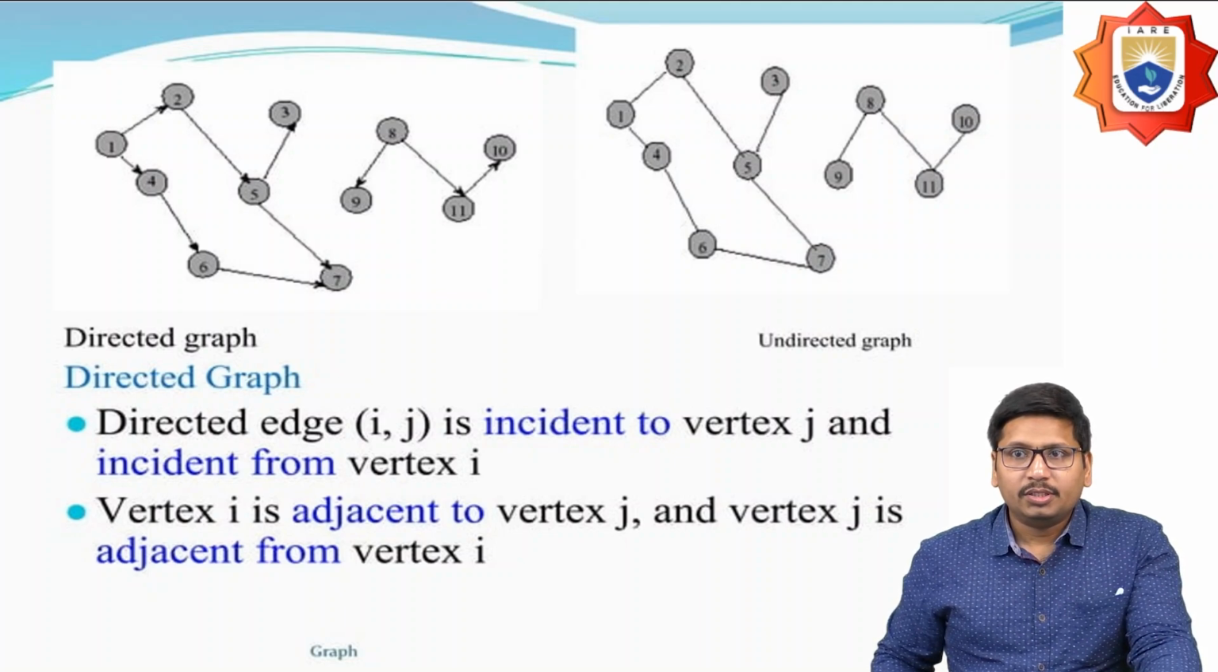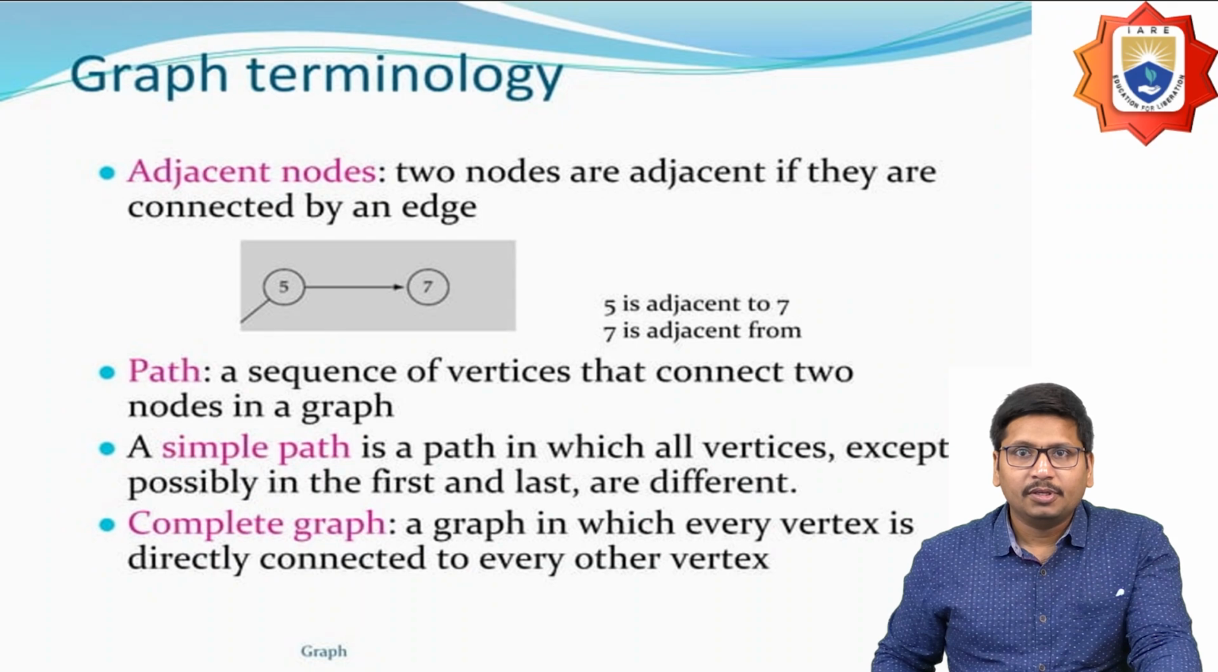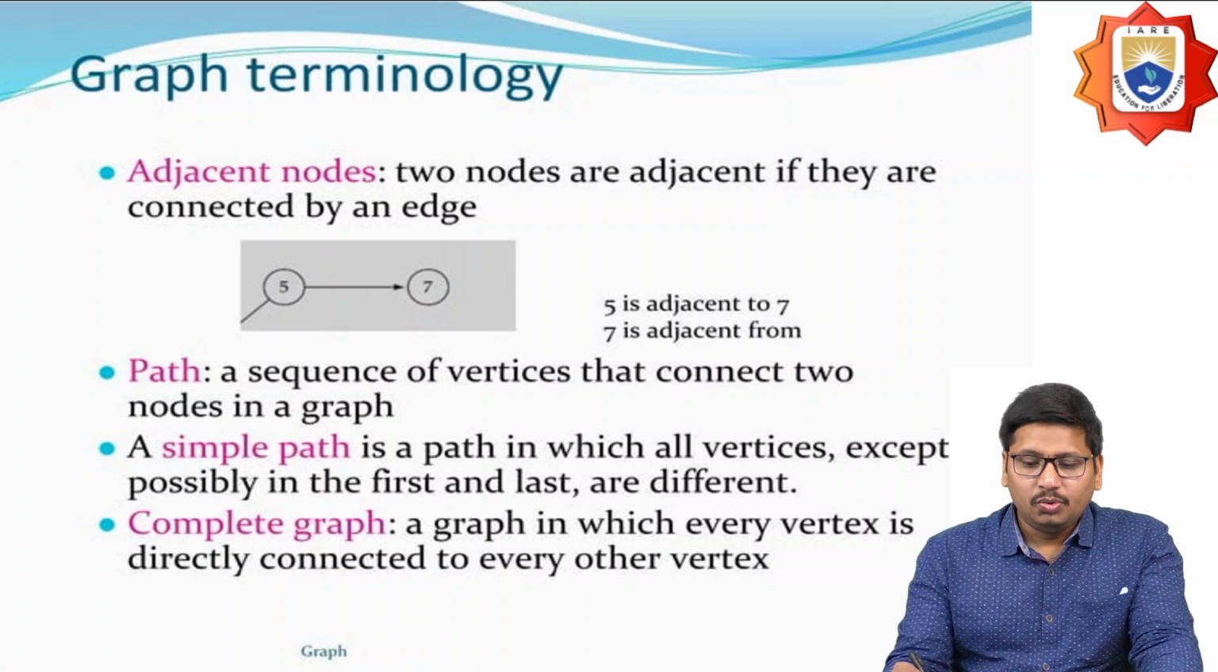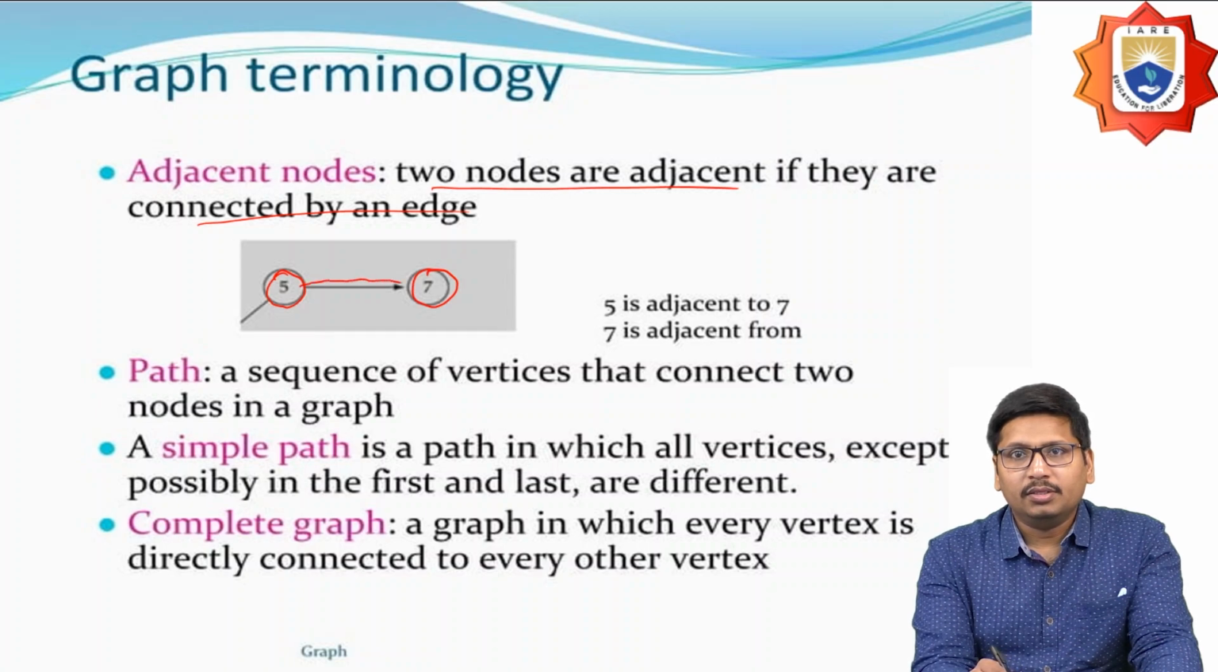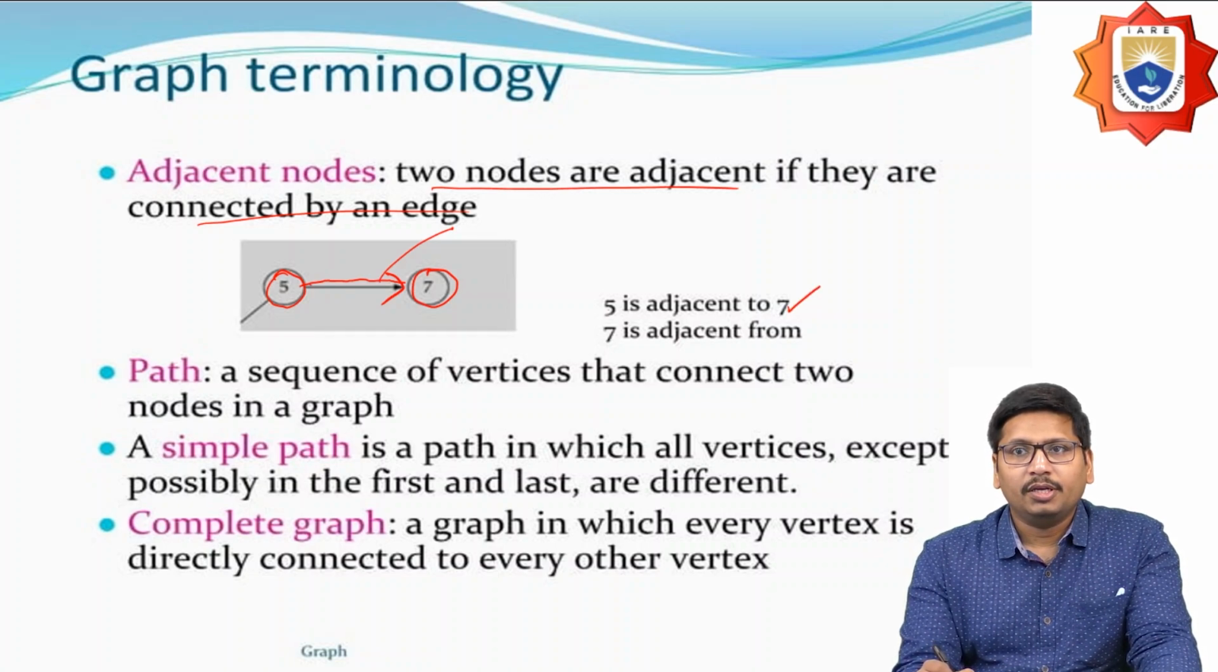So this should be the conventions in directed and undirected graphs. When it comes to graph terminology, we are going to see adjacent nodes. Two nodes are said to be adjacent if they are connected by an edge. Suppose here is a vertex and here is a vertex, and I give an arrow like this. So 5 is adjacent to 7, but 7 is adjacent from 5.